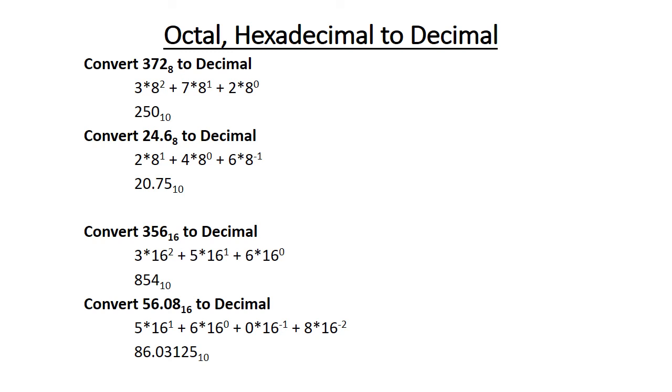Now how to convert a fractional number? In this case, convert 56.08 to the base 16 to decimal. And you can see that 0 into 16 raised to minus 1 plus 8 into 16 raised to minus 2. And the answer is 86.03125 to the base 10.